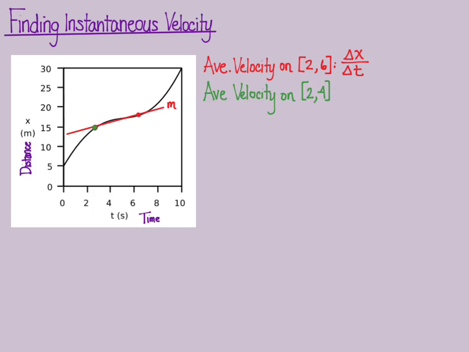The average velocity from 2 to 4 then would be the slope of the green line. Once again, it's the slope of the line because we're looking at the change in the y values over the change in the x values. So similarly, we can think of the instantaneous velocity at x equals 2 to be the slope of a line. The only difference is that we're looking at the slope of the line as the time interval around x equals 2 is infinitely small.